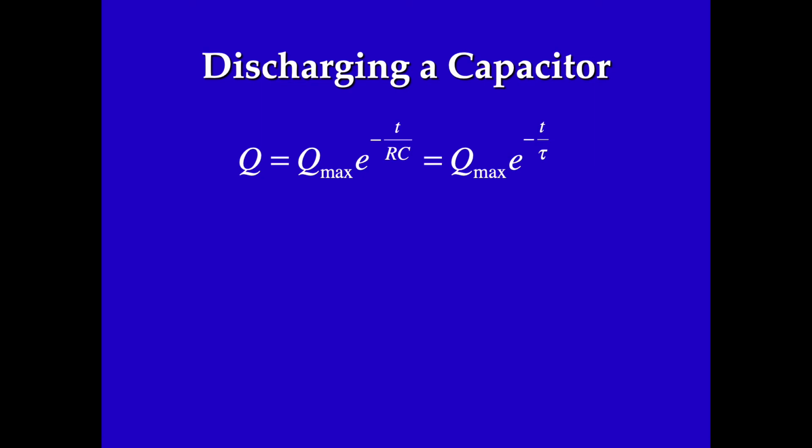For the demo I did with the 1 farad capacitor and the light bulb, that time constant was quite large because we had a 1 farad capacitor and the bulb was maybe 3 ohms. So we're talking a 3 to 4 second time constant, which is unusually large.